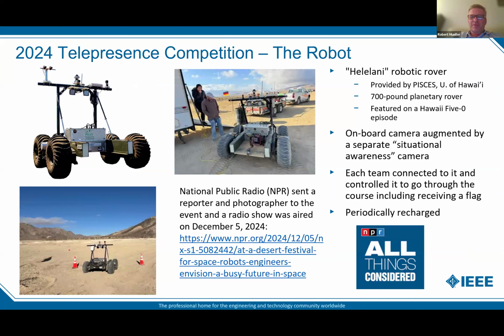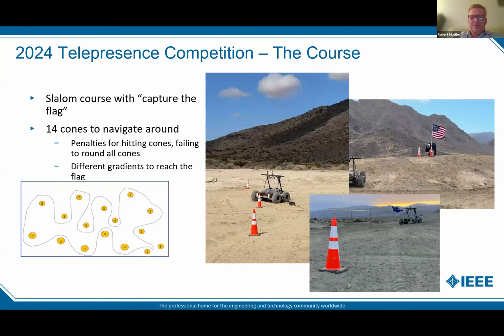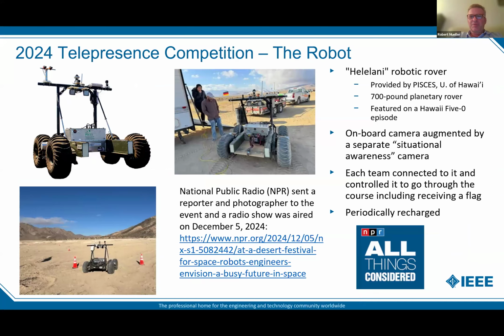It was hard to find a robot that was available. So what we did is we partnered with the University of Hawaii. Pisces is a group at the University of Hawaii, and they loaned us the 700-pound planetary rover, and you see pictures of it here. So that was a very good partnership, and that was successful.